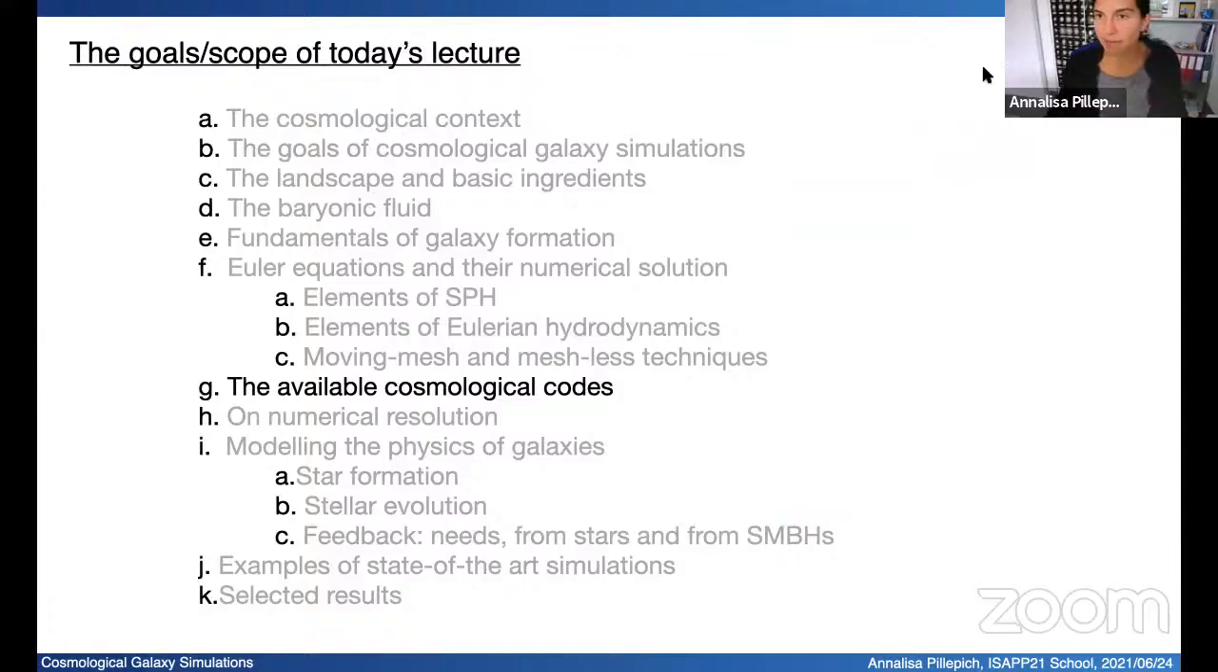Before taking the break, if you guys agree, I just wanted to give you an overview of the available cosmological codes that adopt this kind of numerical method.